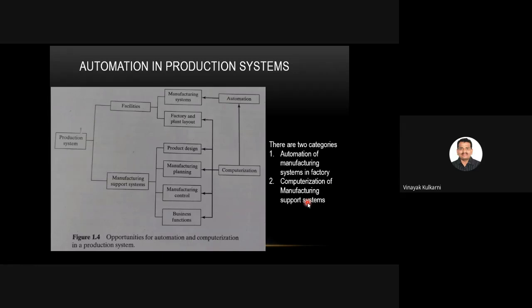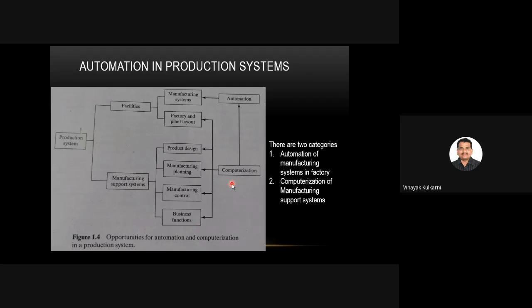So the components of the firm's production systems are likely to be automated, whereas others will be operated manually or clerically. Clerical is something related here. The automated elements of the production systems can be separated into two categories: automation in manufacturing systems in a factory, and computerization. So this one and this one.